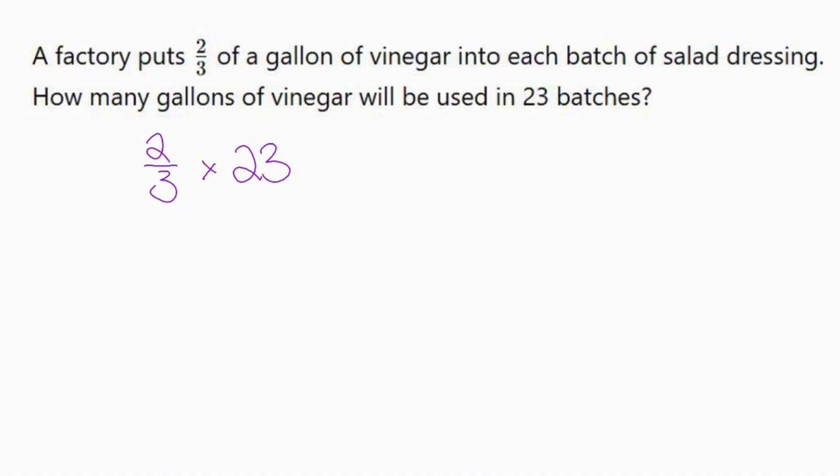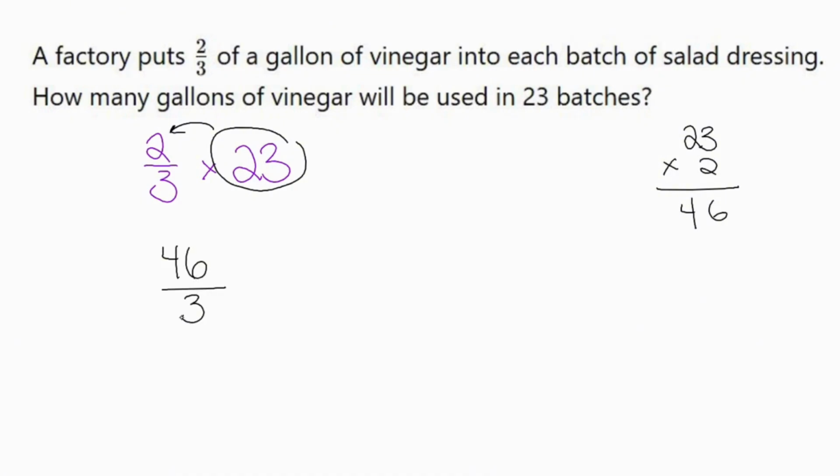Now, whenever you multiply a fraction to a whole number, you multiply that whole number to the numerator only. And there's nothing wrong if you need to go off to the side and find out what 23 times 2 is. There's nothing wrong with doing that. 2 times 3 is 6. 2 times 2 is 4. So 2 times 23 is 46. And we get 46 over 3.